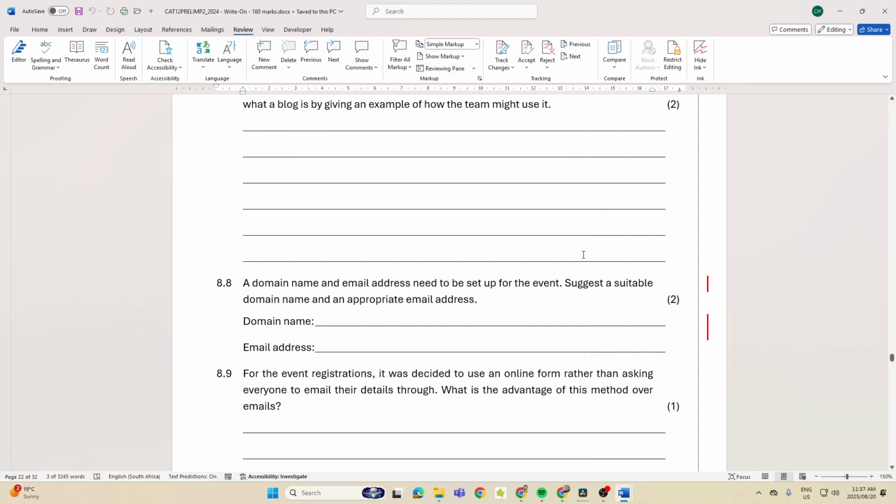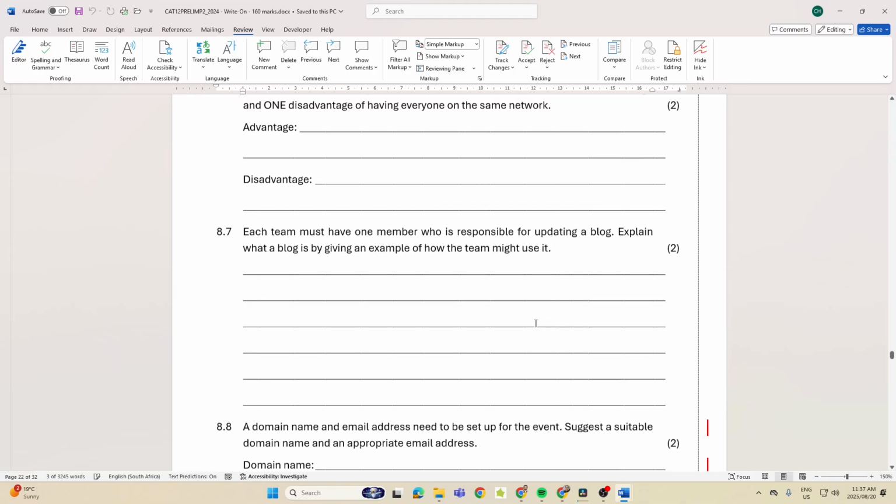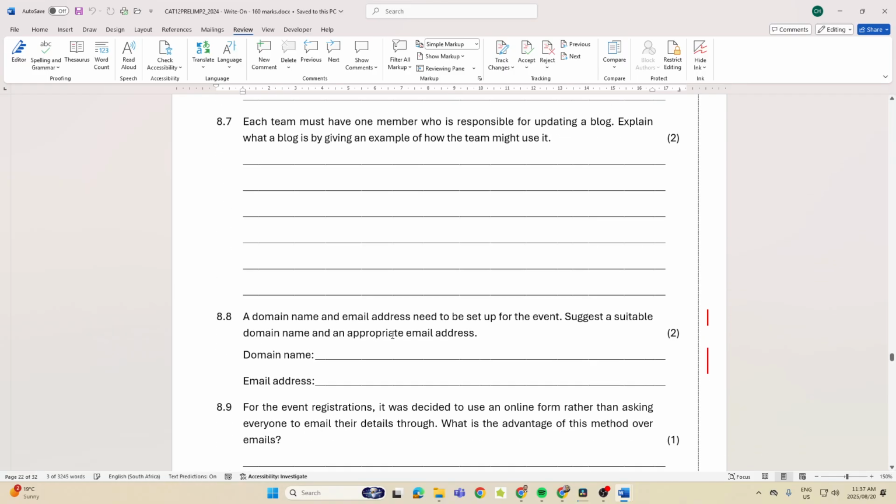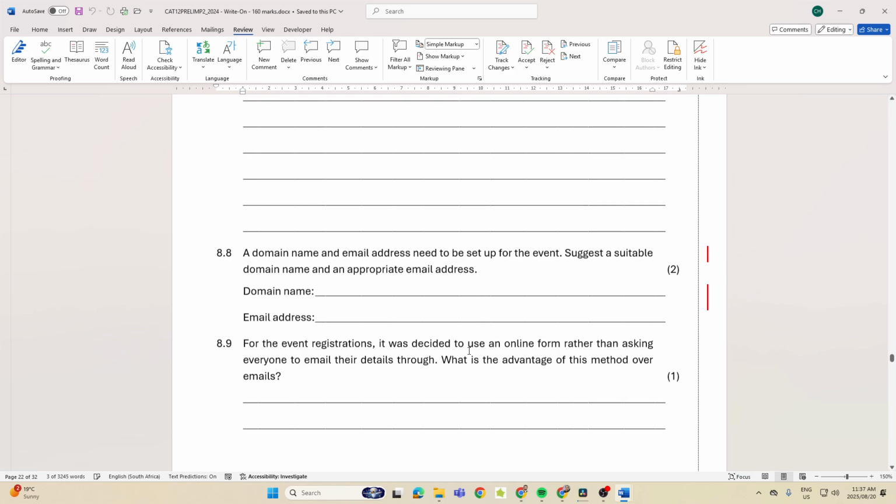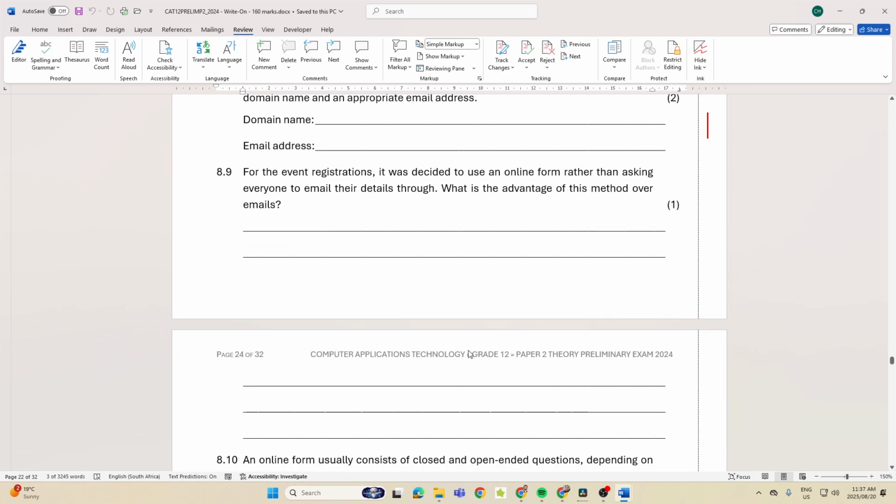So again, based on the scenario, your domain name would be like your www, I think in this case, the codefest2024.com, and then your email address as well. So identifying that. What is the advantage of this method over emails? What did they say? Online form rather than asking everyone to email their details. Well, your online form, it's a lot quicker to do it. It's easier to get feedback. It's faster as well in terms of that.